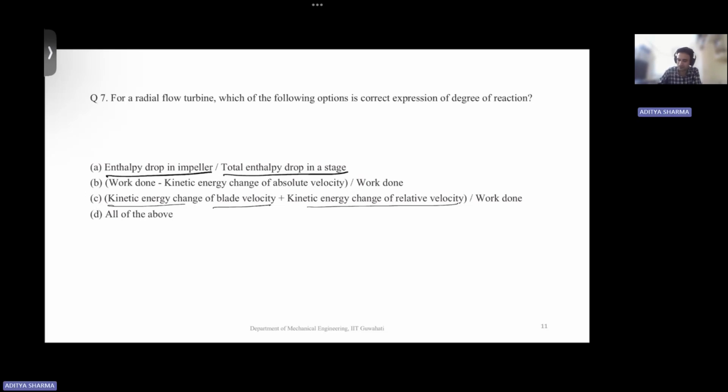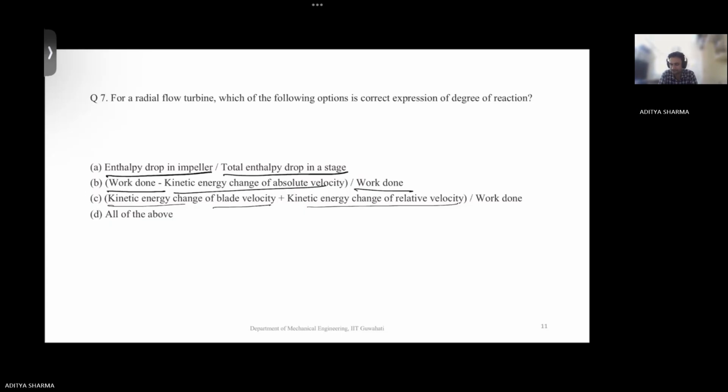So kinetic energy just from blade velocity we put, right? I hope you understand this. And then if you see work done minus kinetic energy change of absolute velocity, this is again the correct one, right? With respect to the total work done by the whole turbine, it is the work done minus the kinetic energy change of your absolute velocity.